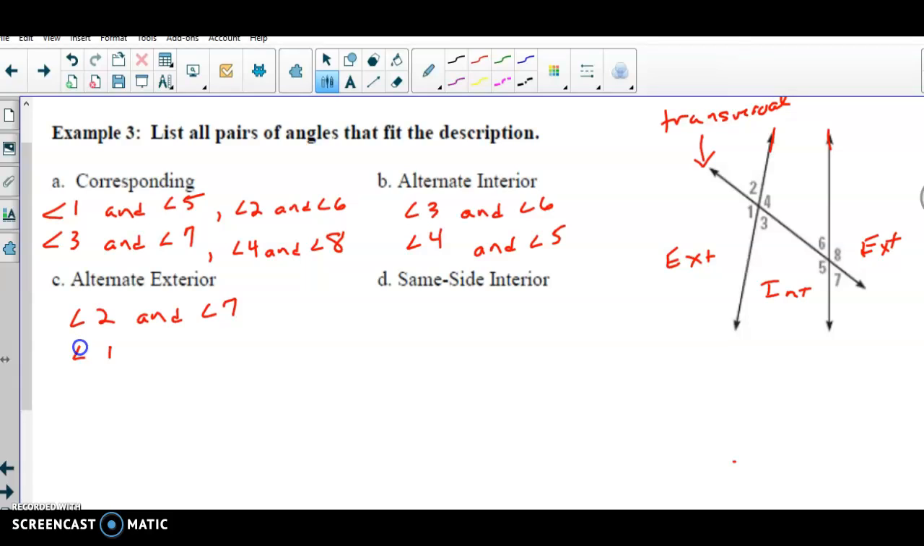Or another option would be angle 1 and angle 8. Same side interior: angle 3 and angle 5. They're both inside. They're both on the same side of the transversal. Or angle 4 and angle 6. So that was pretty much like the one you had above.